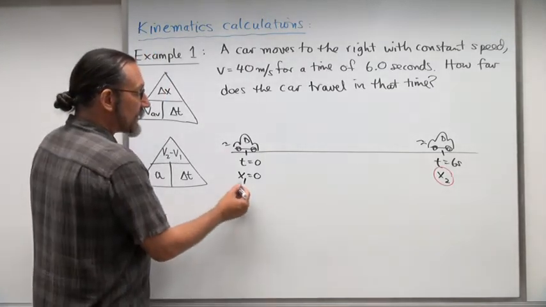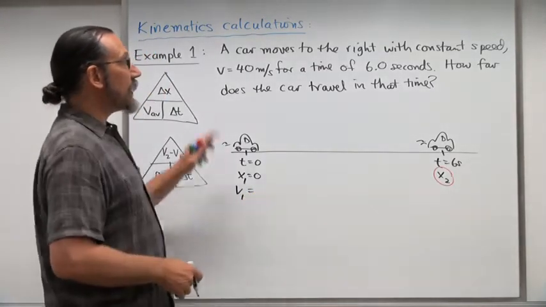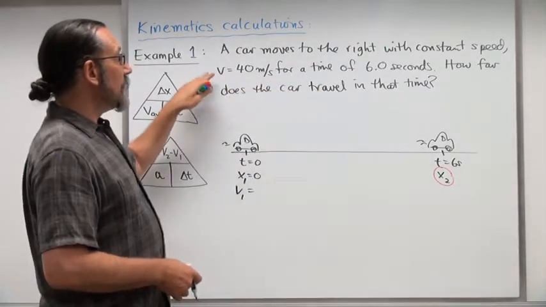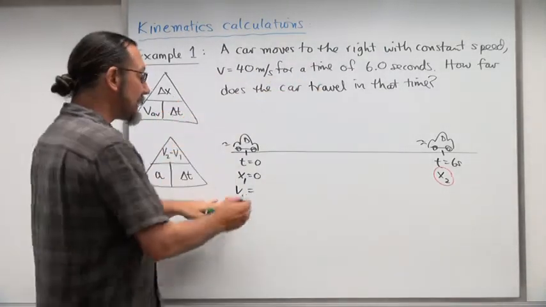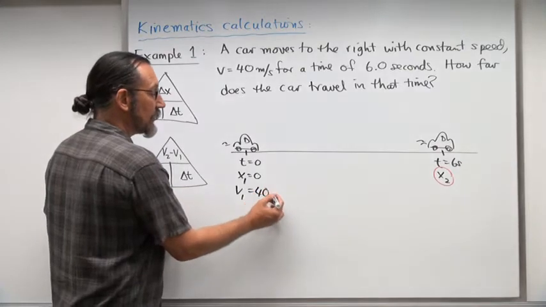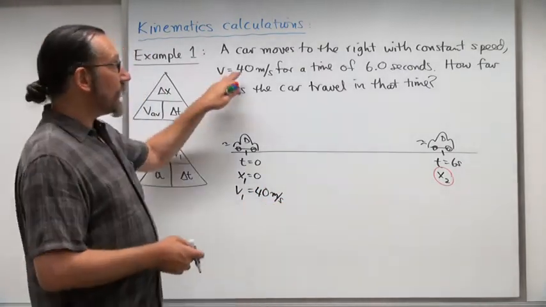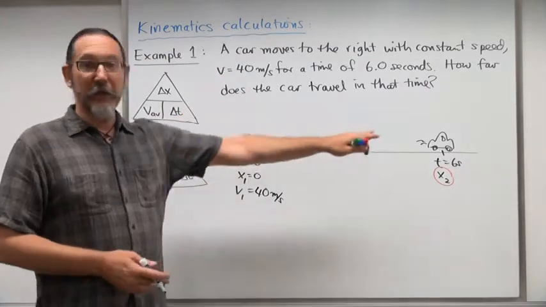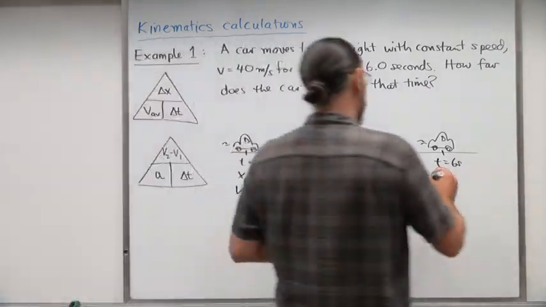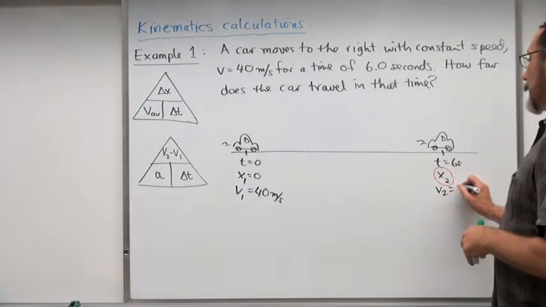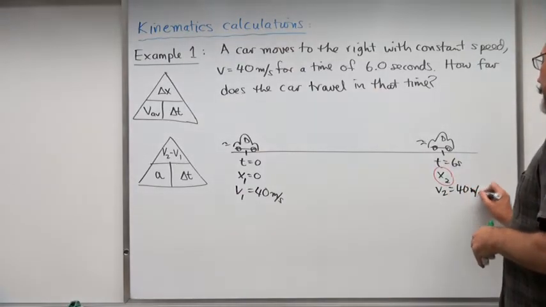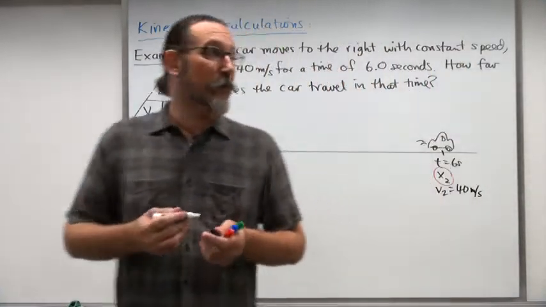Okay, what about the velocity at the start? The problem says it moves to the right. So this speed of 40 meters per second is the speed that it had at the start. It didn't say that it started at rest or had some different speed. We're told that it travels at this speed constantly. So that's what it started with. That's also its final speed, 40 meters per second.